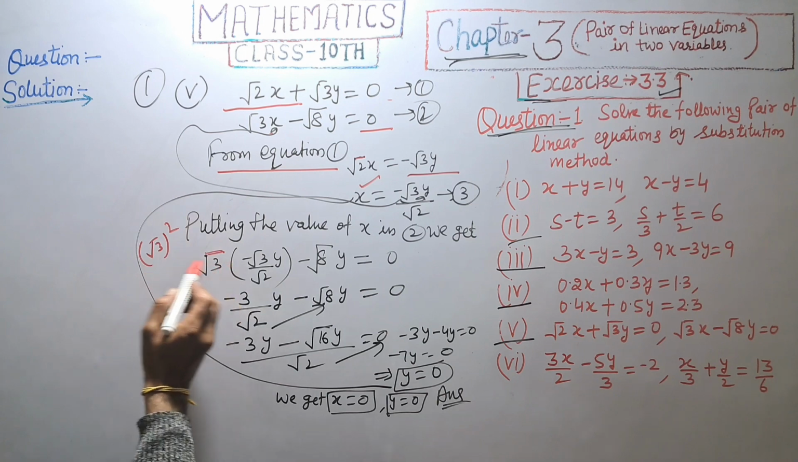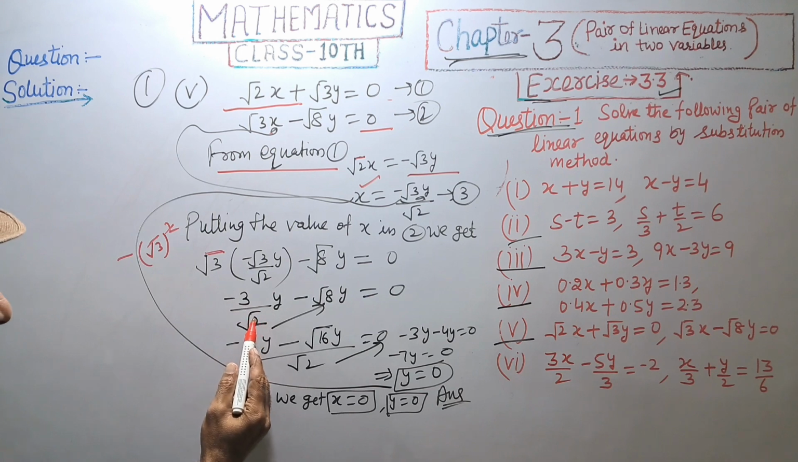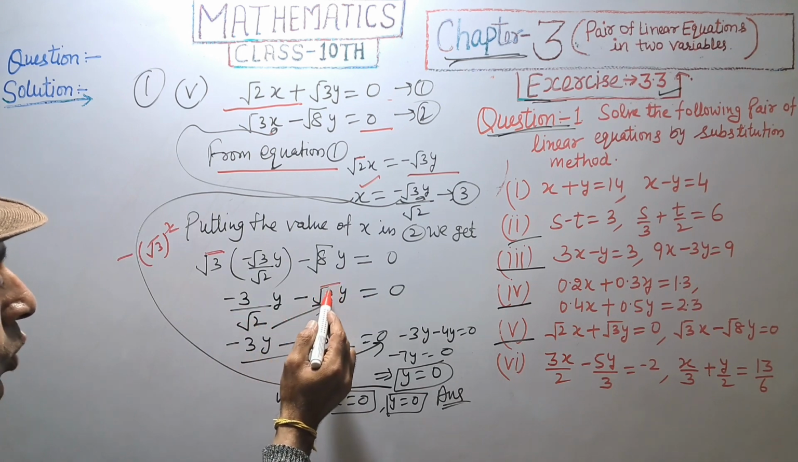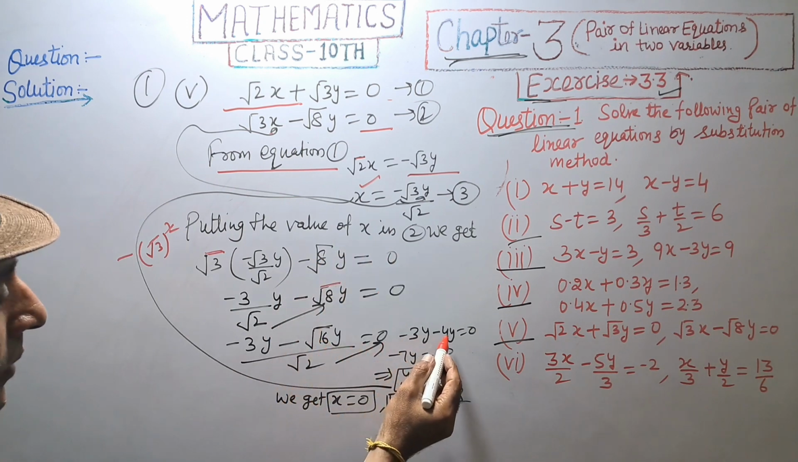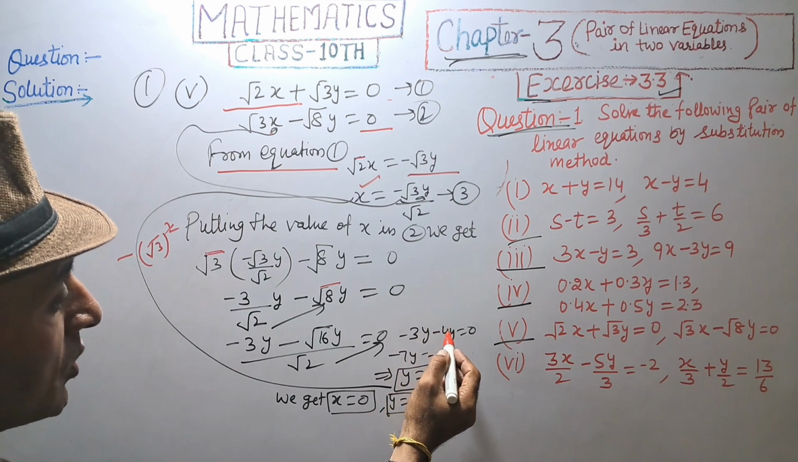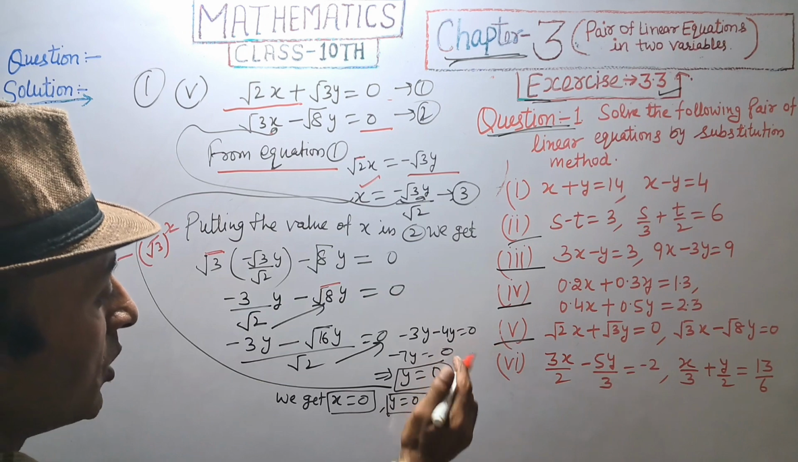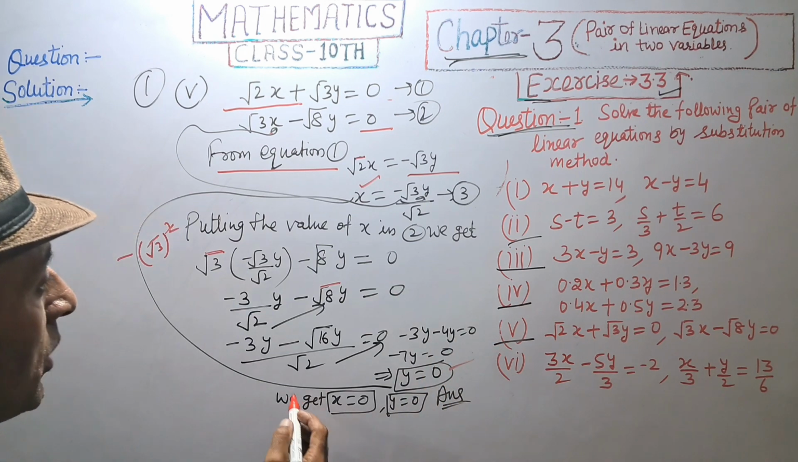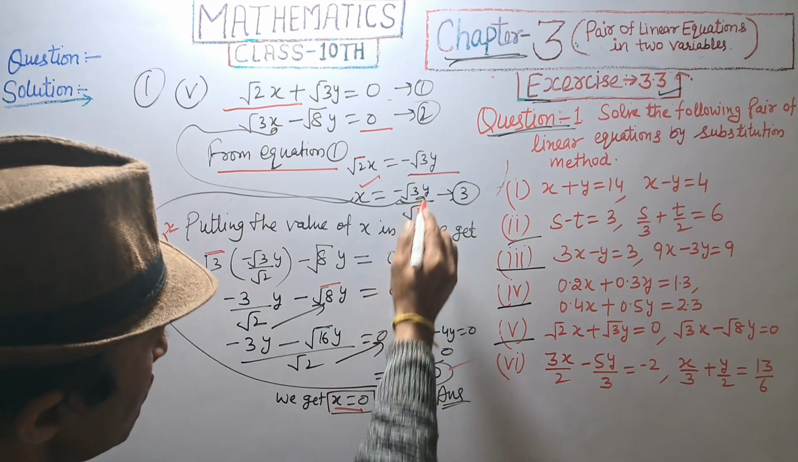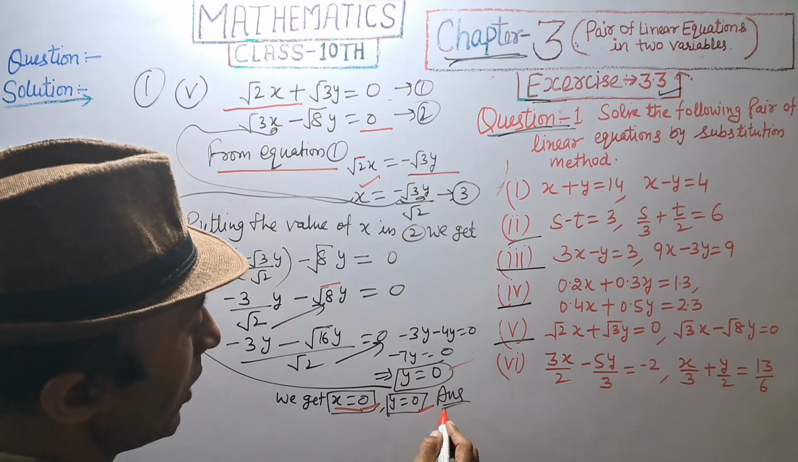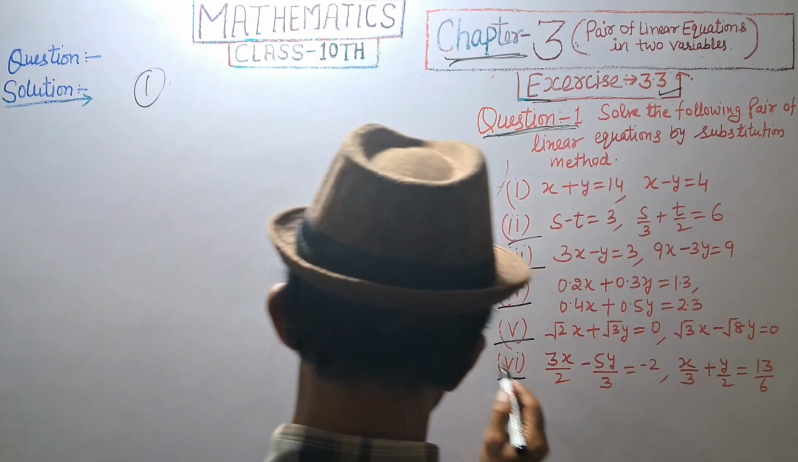Root 2 is cancelled, and minus root 3 squared, minus is cancelled, and then root 8 multiplied by root 2 will be root 16, that is equal to 4y. Minus 3y minus 4y equal to 0, minus 7y equal to 0, means y is equal to 0, and putting the value of y equal to 0 in equation number third, we get the value of x, that is also 0. x equal to 0 and y equal to 0. Answer is 0, 0. Question number first, sixth part.